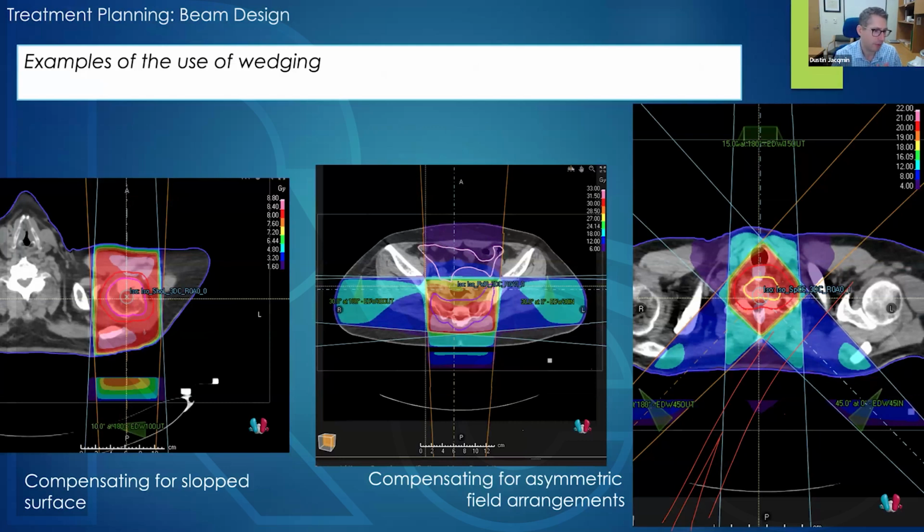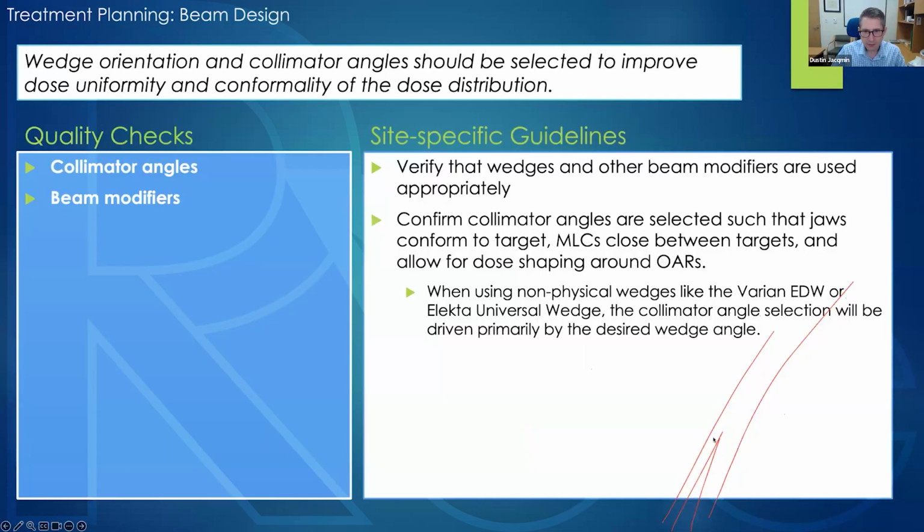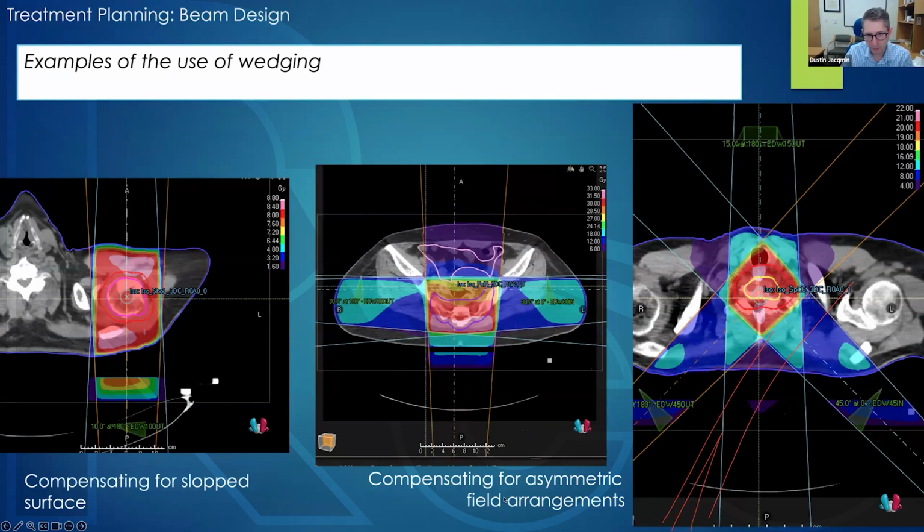Here's a few examples of wedging. Broadly, there's three uses of wedging. You can compensate for the patient's external contour not being uniform. You can compensate for asymmetric field arrangements. You can compensate for internal heterogeneities. So I have two examples here. One on the left is a lightly sloped surface along the patient's back. The dosimetrist added a wedge to even that out, and now we have a nice uniform dose distribution. These examples here show using wedging to compensate for asymmetric beam arrangements.